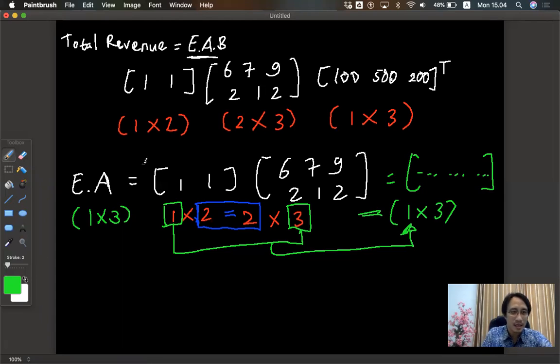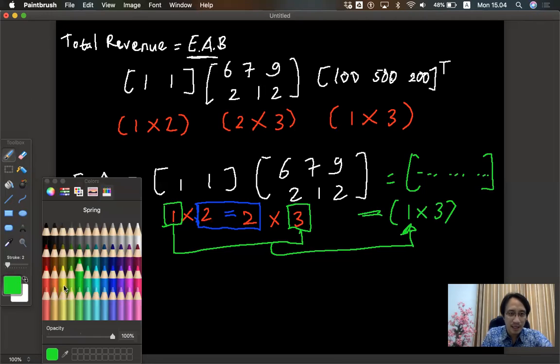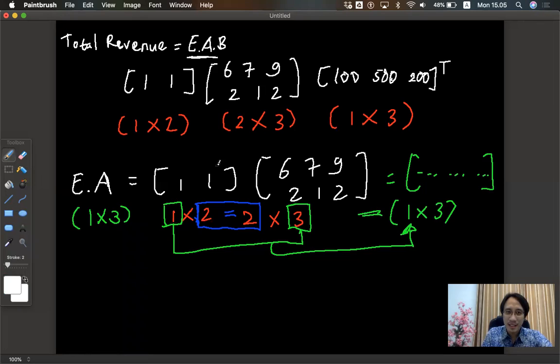To calculate it, I just find the other color. Yeah, back to white. First, this is how we calculate it. First row times first column first. Wait a minute, it's not clear.